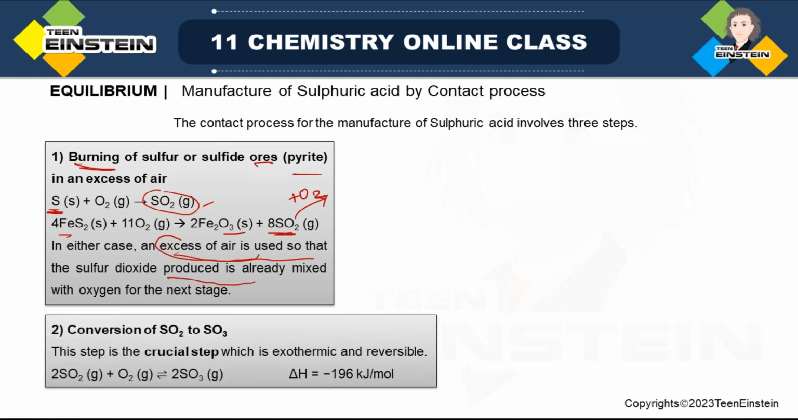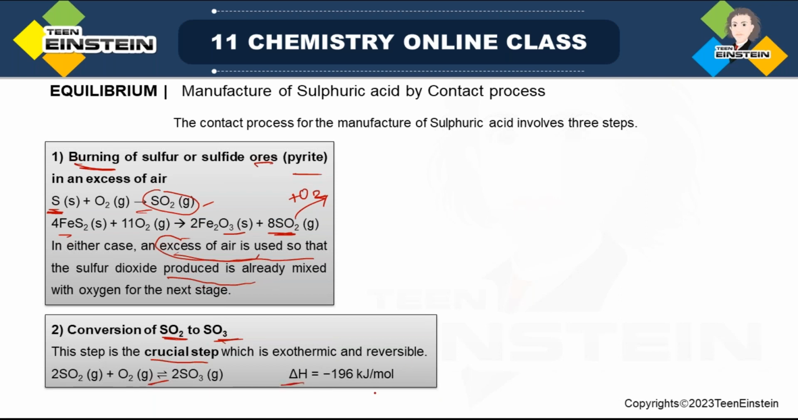The second step: now the starting material is SO2 in the presence of O2, and it will produce sulfur trioxide. This step is the important step in the whole contact process. Here it is mentioned that it is the crucial step. And as you can see, a reversible sign is there. A reversible sign is not present in the first step, right? But here we have this reversible sign, so this reaction involves equilibrium.